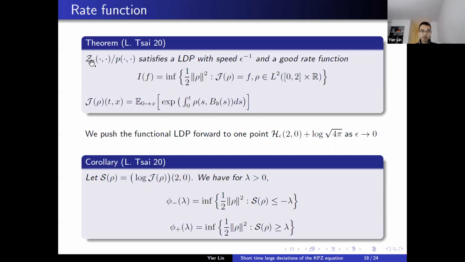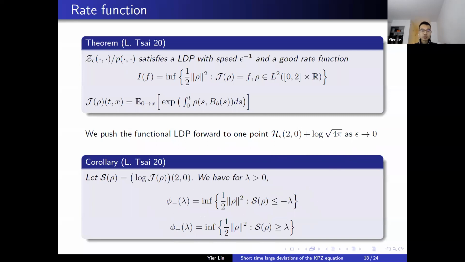Then because the logarithm of Z is h, and the logarithm of the heat kernel at time 2 and space 0 is just the logarithm of root 4 pi, you immediately get a large deviation principle, a one-point LDP, for your KPZ equation. Under the weak noise scaling, as epsilon goes to 0, you'll have a large deviation with these two rate functions, as I mentioned before, in a variational form.